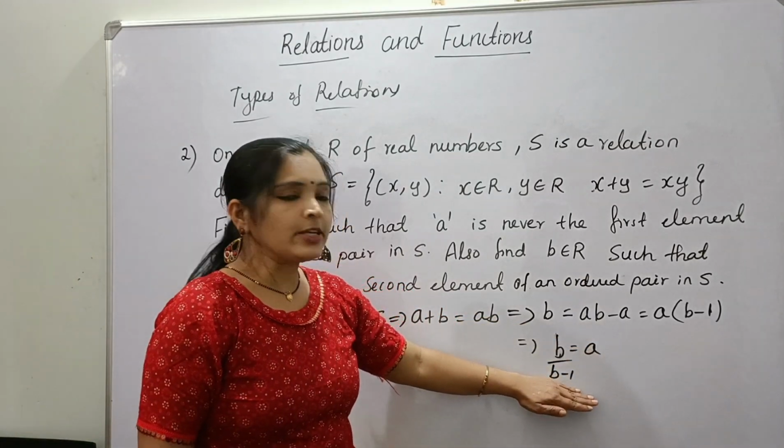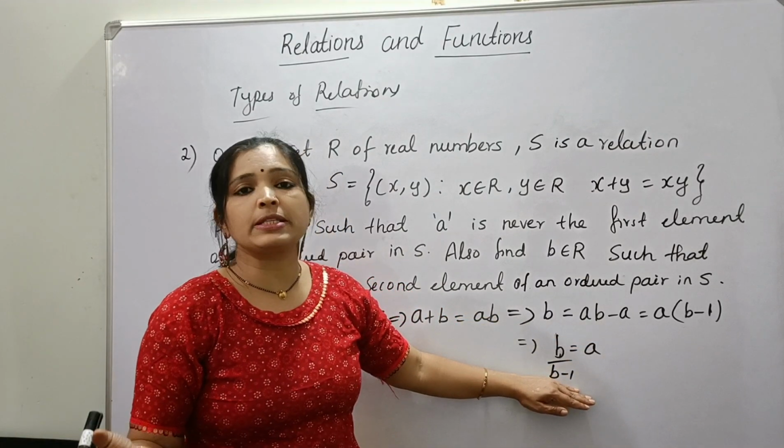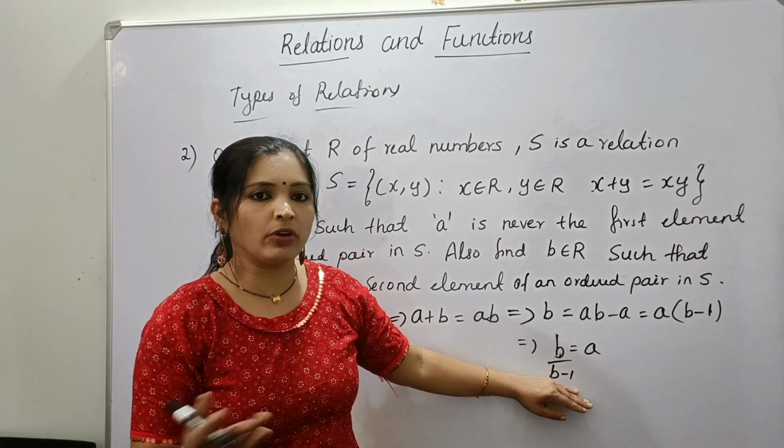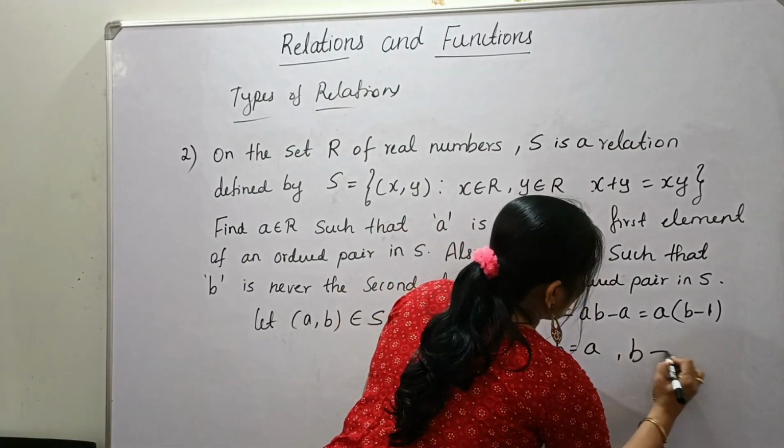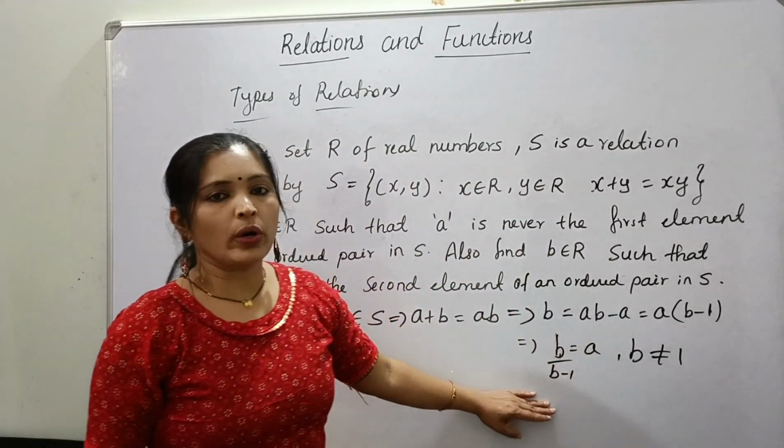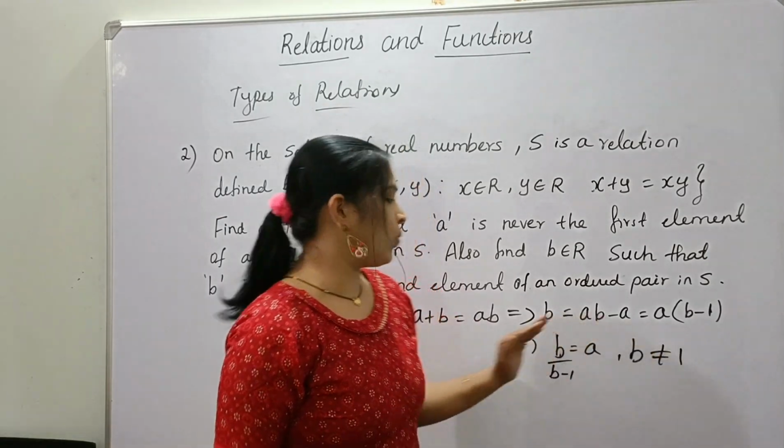Okay, because if B is equal to 1, the denominator will be 0, right? B minus 1 will be 0, so it will not be defined. Therefore, here B should not be 1. Okay, B value should not be 1.